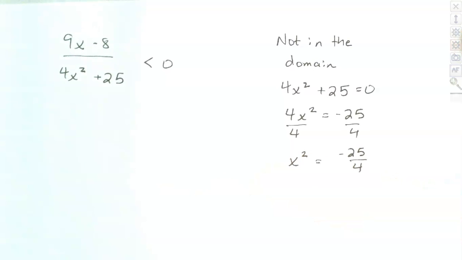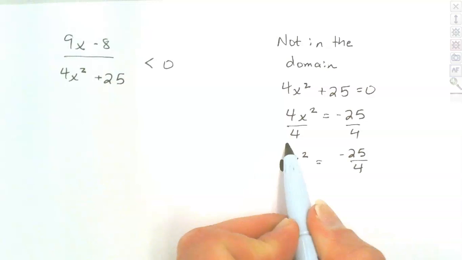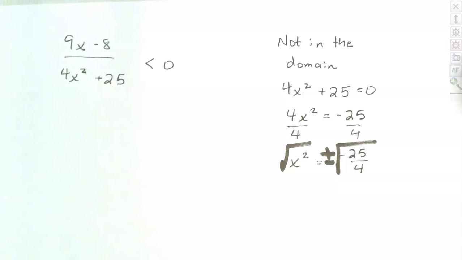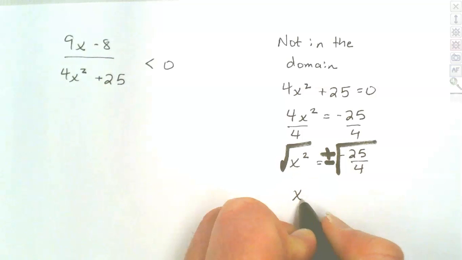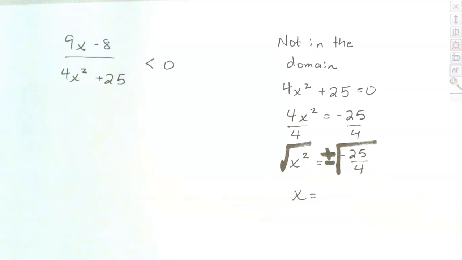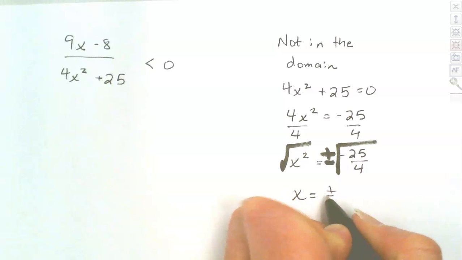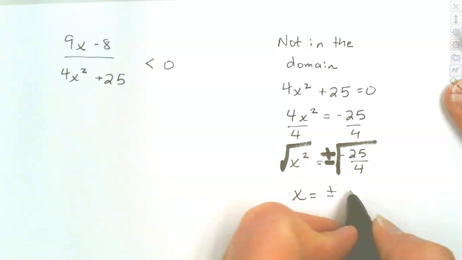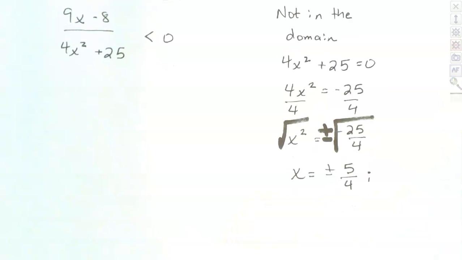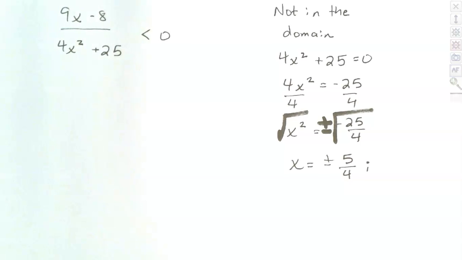How do I get rid of a square? Square root. And what does that make it then? Plus or minus. Now, remember back from 1-3. When I take the square root of a negative number, it comes out as what? Imaginary. So that's going to be 5 over 4 i. Now, what does that tell you? We have an imaginary number, okay? That tells you then that there are no numbers that are not in the domain.